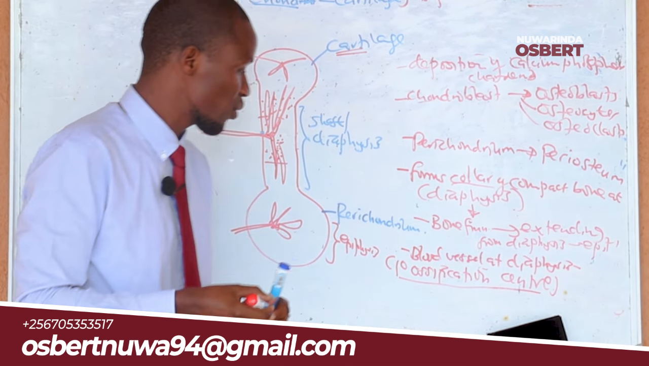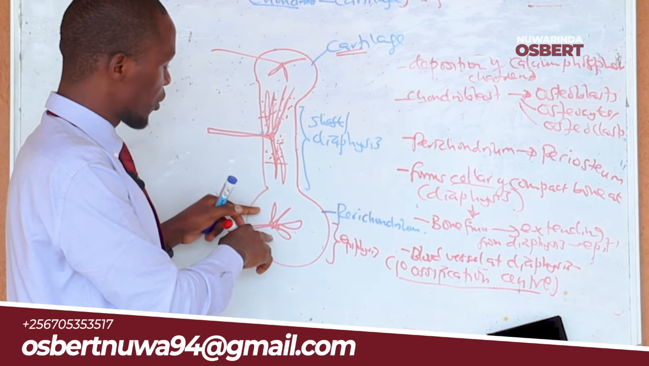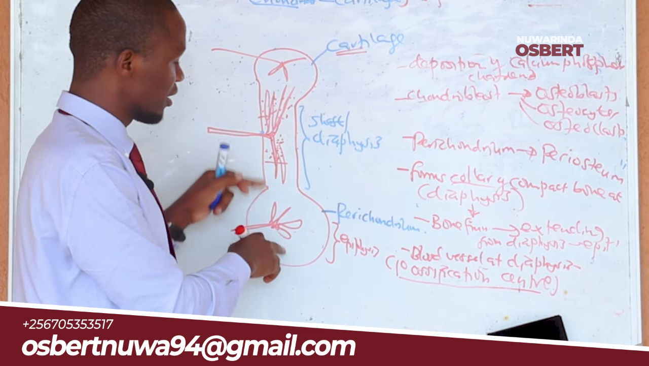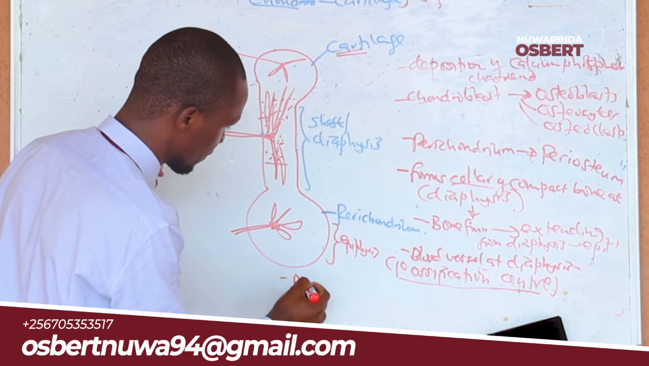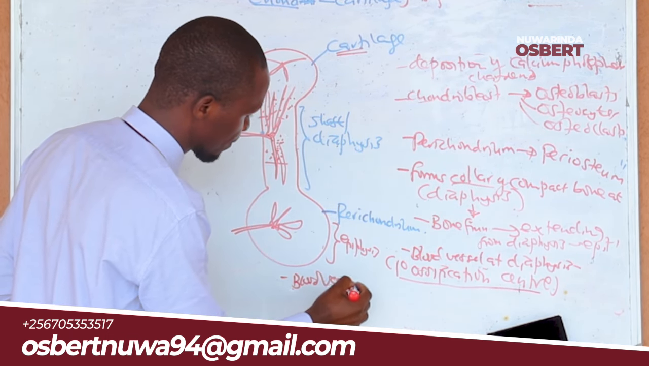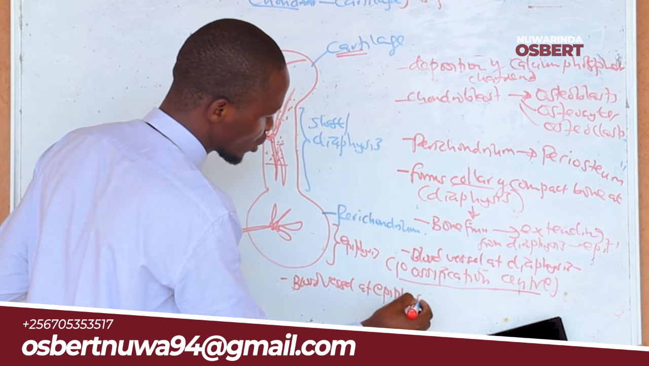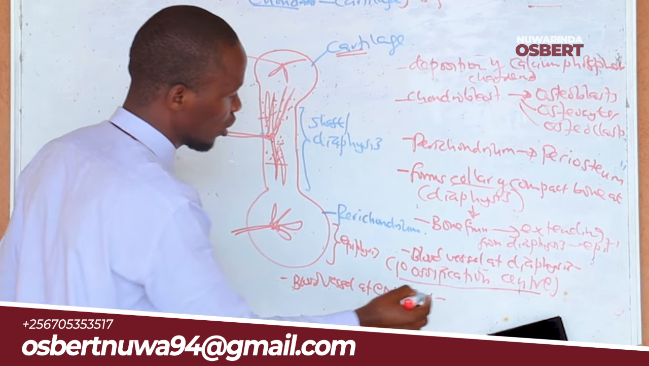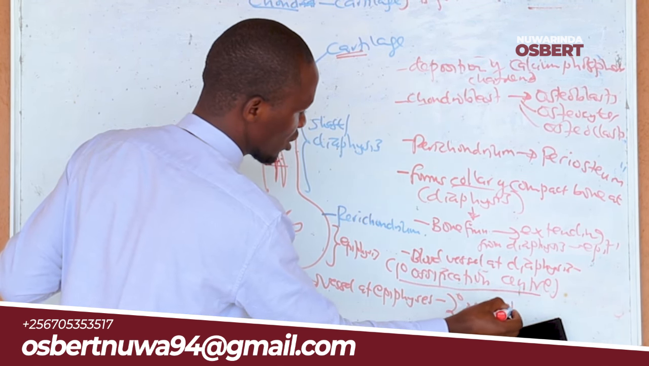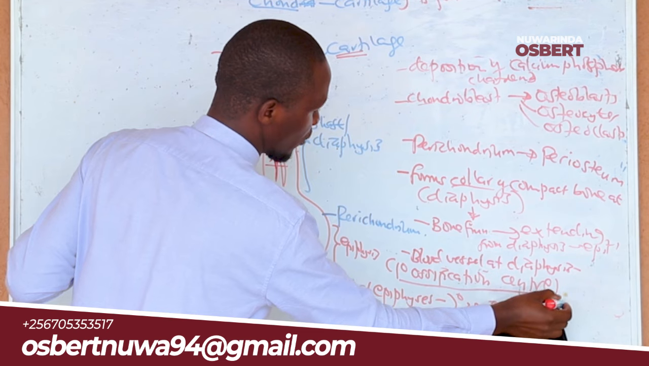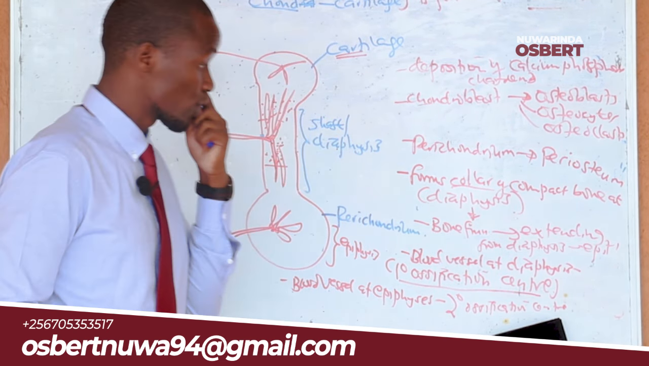Now in cases where you have blood vessels penetrating at the extreme end, at the epiphysis, those ones now form what we call a secondary ossification center. That one forms the secondary ossification center at the epiphyses.